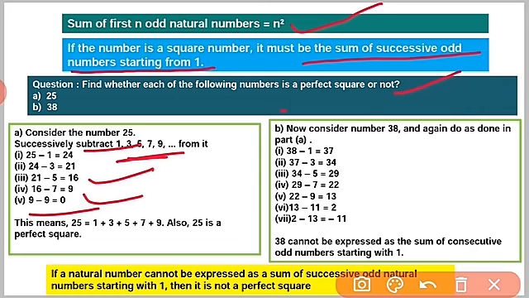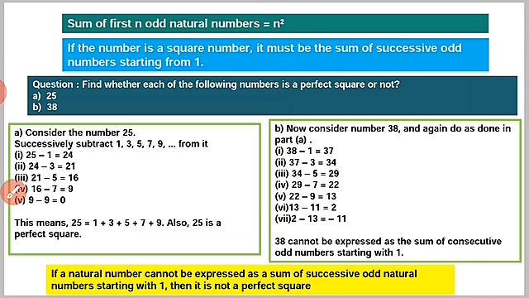So this means that from this we can say that 25 can be written as sum of these numbers. And these numbers are odd numbers, and there are total first 5 odd numbers. Hence 25 is a perfect square. So if a number is a square number, it must be a sum of successive odd numbers starting from 1.